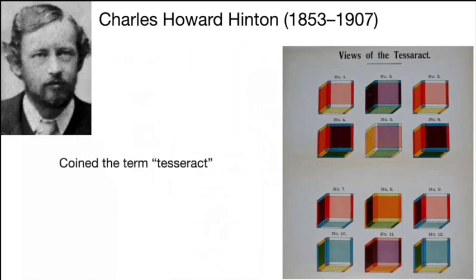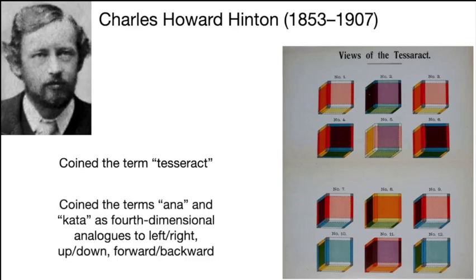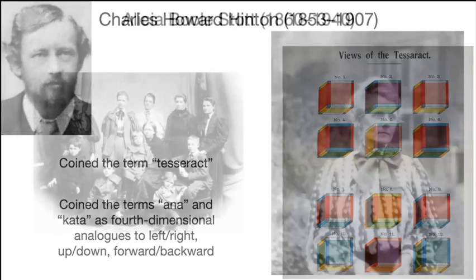Hinton was the person who coined the term tesseract. These colored blocks were used by him to describe certain ideas in the fourth dimension. Tesseract kind of caught on. What did not catch on, as far as I know, is that he thought there should be names to go along with up, down, left, right, forward, and backwards. So in the fourth direction, ana and kata were the two directions in that fourth dimension. So that is this one character, Charles Howard Hinton.